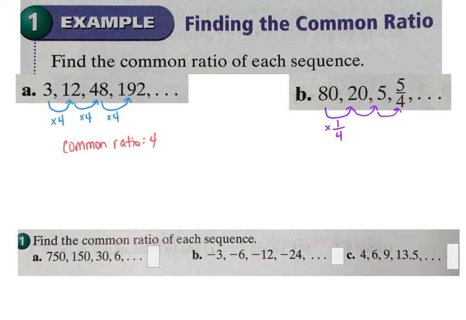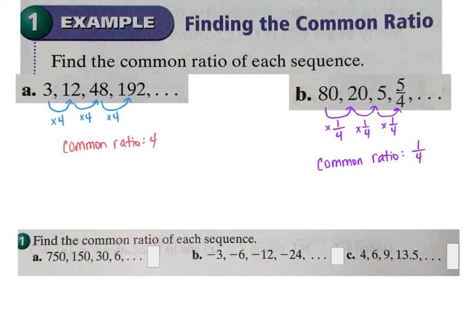You would not want to tell me that your common ratio is 4, because that would make me think that you are multiplying by 4. Common ratio is always what you're multiplying by. So for this one, you would say the common ratio here is 1/4. If you can tell that it is dividing, your answer is going to be a fraction. So go ahead and try Check Understanding 1. Find those common ratios.